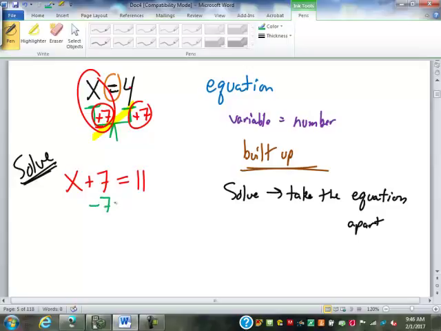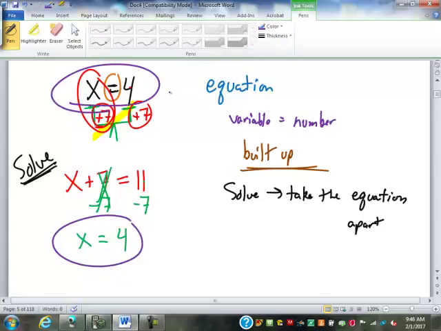Subtract 7. Very good. And you're exactly right. If I subtract 7 from one side, I have to do the exact same thing to the other side to keep it balanced. So I've removed the 7 over here, which leaves me with just x. To keep my scale balanced, I have to subtract 7 from the 11, which is 4. Which gets me back to where I started.